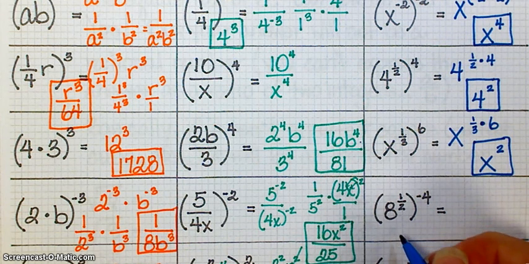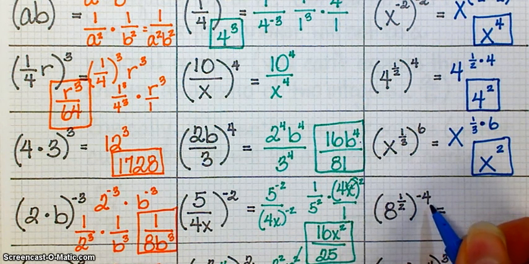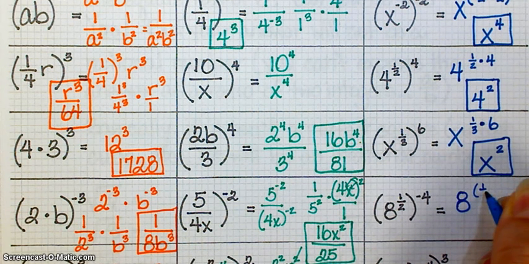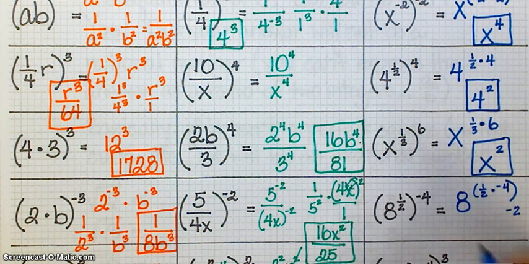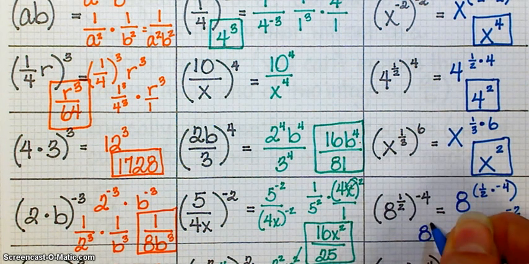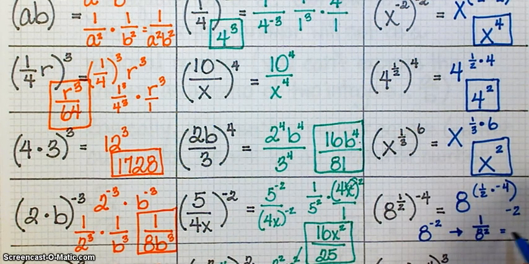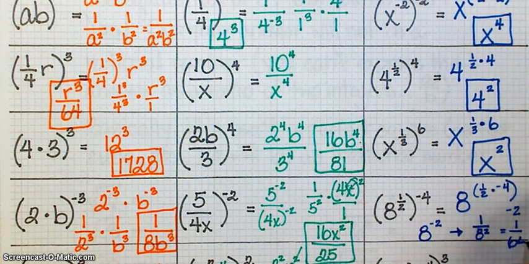All right, this next one is 8 to the 1/2, all of that raised to the negative 4. So this is 8 to the 1/2 times negative 4. Negative 4 times 1/2 is going to be negative 2. So this is 8 to the negative 2 power, which is really 1 over 8 squared. 1 over 8 squared is 1/64.